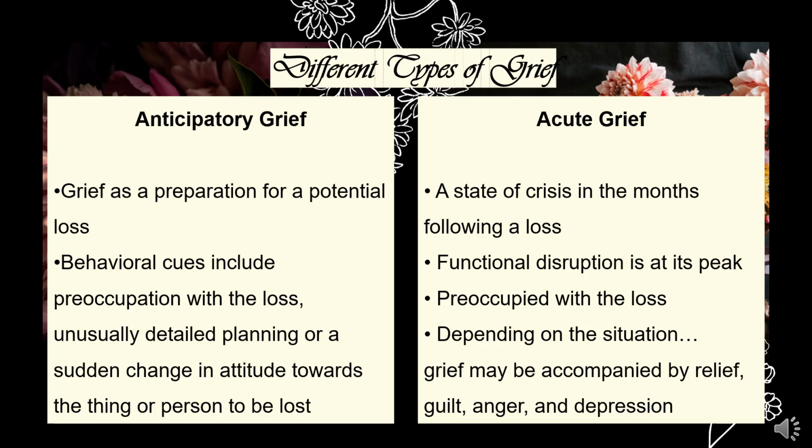Then there's acute grief. This occurs in the months following a loss. So it's a state of crisis after the loss happens. During this time, people may experience functional disruption, which is at its peak. They're also preoccupied with the loss. Depending on the situation, grief may be accompanied by relief, guilt, anger, and depression.